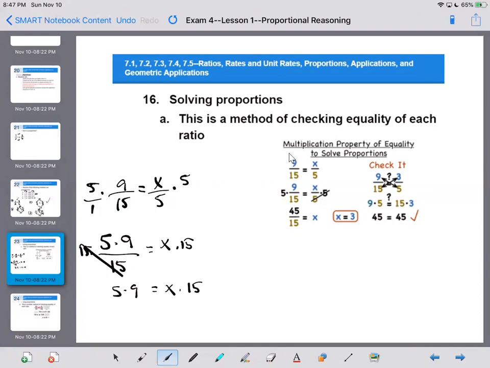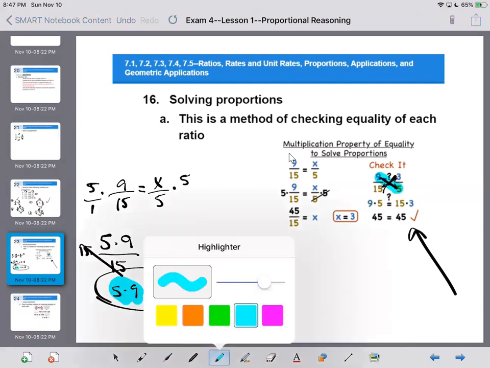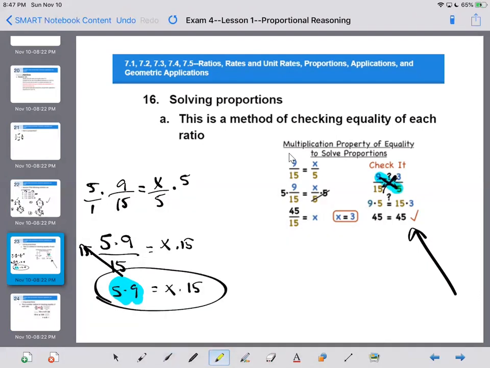I'm just wanting you to see that what I have right here is the same thing as if you did your cross products in this example. 9 times 5, there's your 9 times 5. And then in yellow, 9 times 5, and then 15 times x. So cross products is another way to check to see if something is proportional, but you can also use cross products as a method of solving proportions.